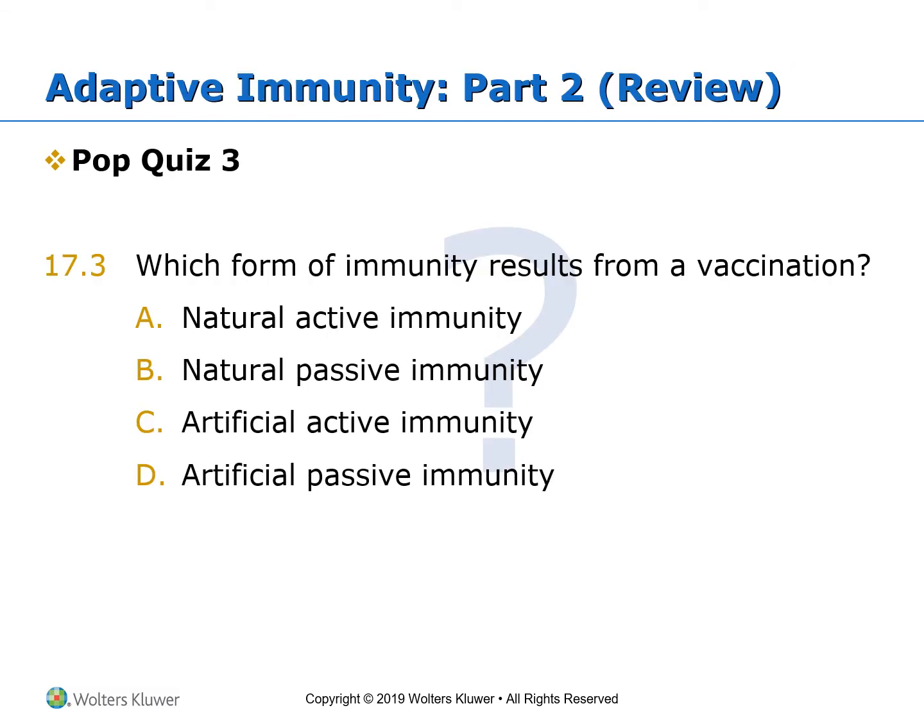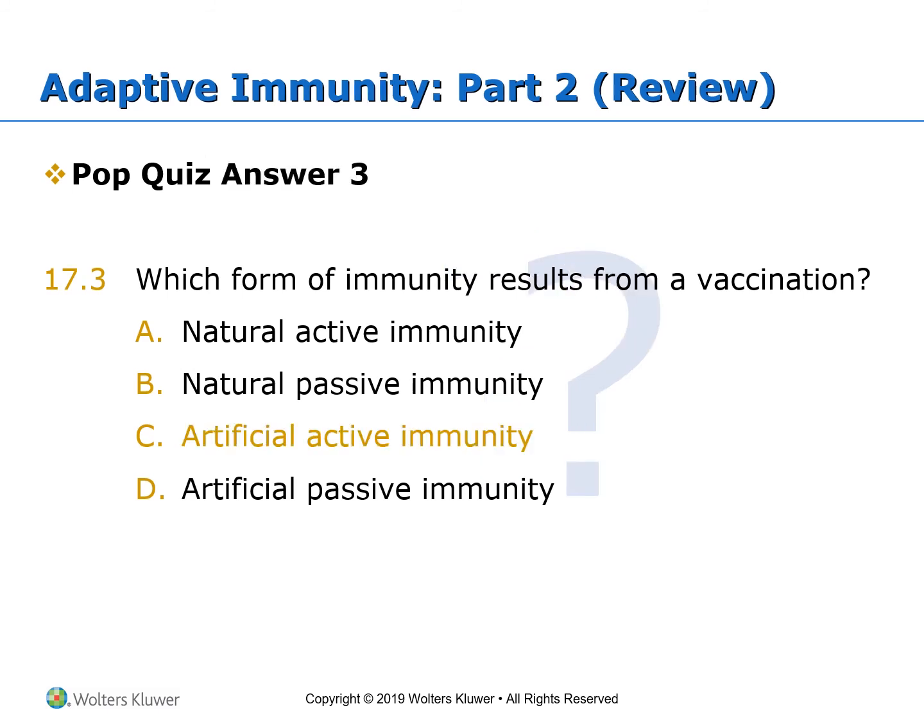Which form of immunity results from vaccination? The options are A, natural active immunity, B, natural passive immunity, C, artificial active immunity, or D, artificial passive immunity. The form of immunity that results from a vaccination is the artificial active immunity.